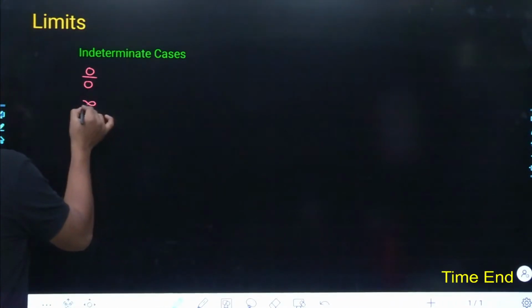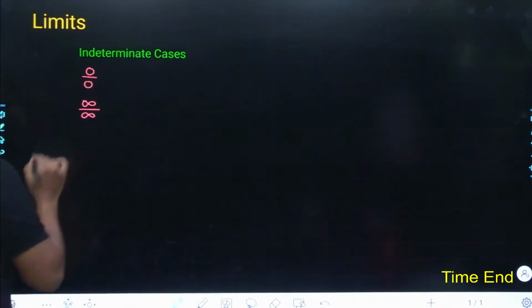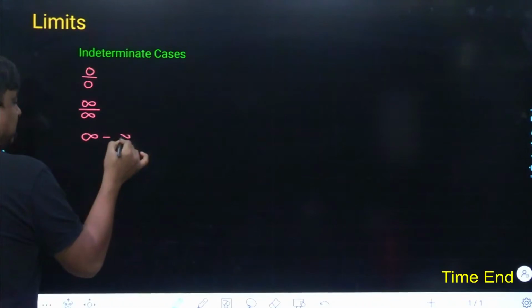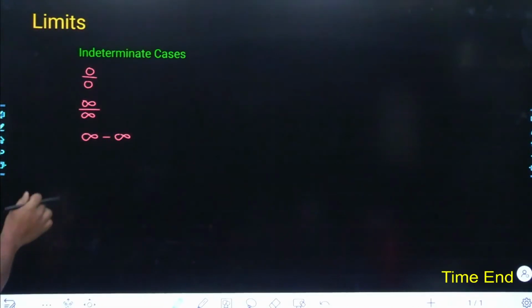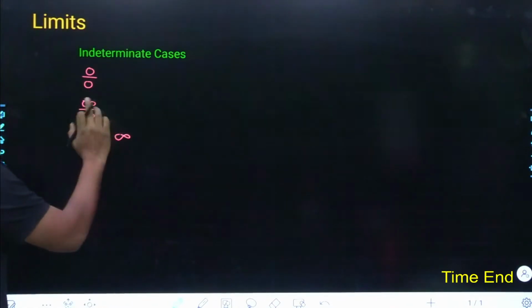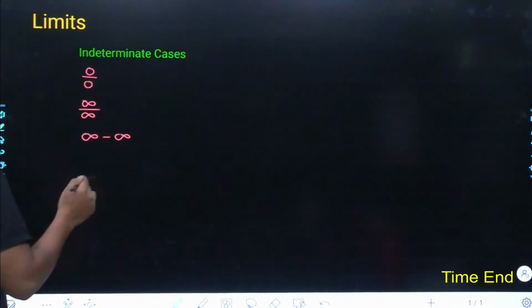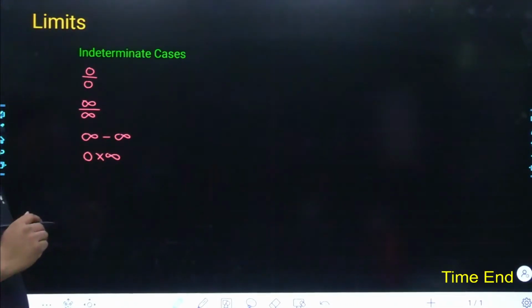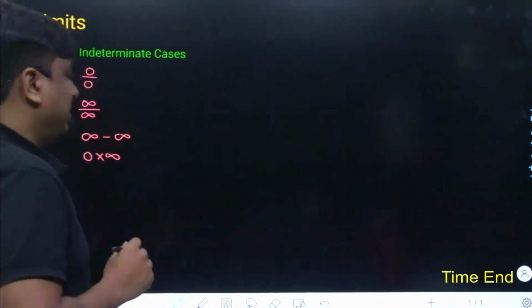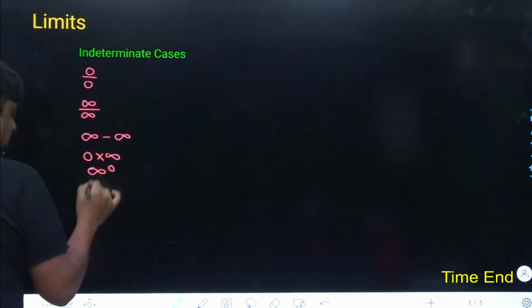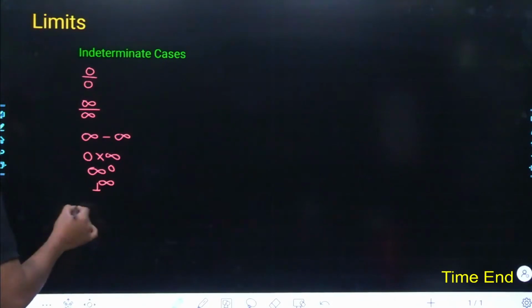The same goes for infinity over infinity; again, it is an indeterminate case. Then infinity minus infinity is an indeterminate case. Next, 1 upon infinity must be dealt with separately. 1 upon infinity stands for 0, so 0 into infinity is again an indeterminate case. In the same sequence, I can write infinity to the power of 0, then 1 to the power of infinity, and 0 to the power of 0.